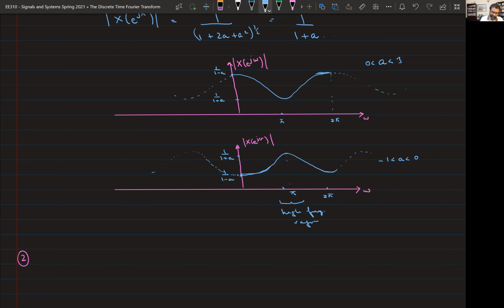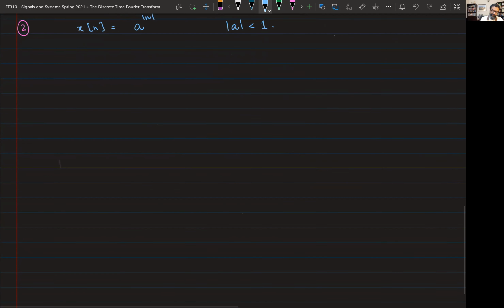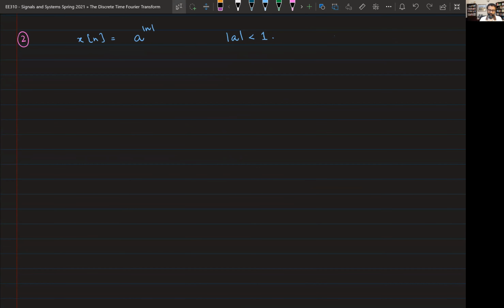Okay, right. So the second case is the following: x of n is now a raised to power absolute of n, and I know that absolute value of a is less than 1 once again, right? And I am required to compute the discrete time Fourier transform for this particular signal. Once again, I plug in the definition: X of e raised to power j omega is summation n equals minus infinity to plus infinity a raised to power absolute of n times e raised to power minus j omega n.